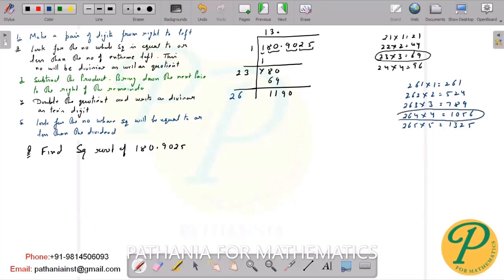1325 is greater than 1190. So therefore we use 264 into 4. Subtract, move the next pair and double the quotient. The double of 134 is 268.